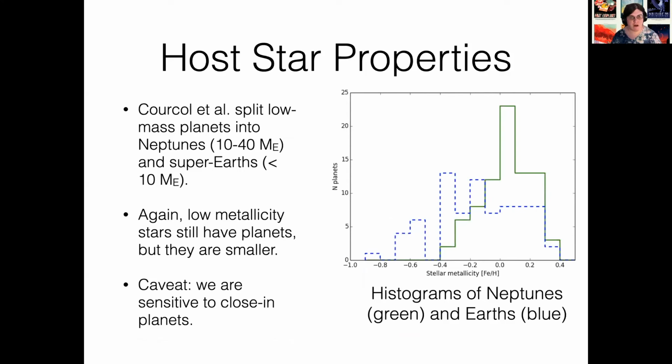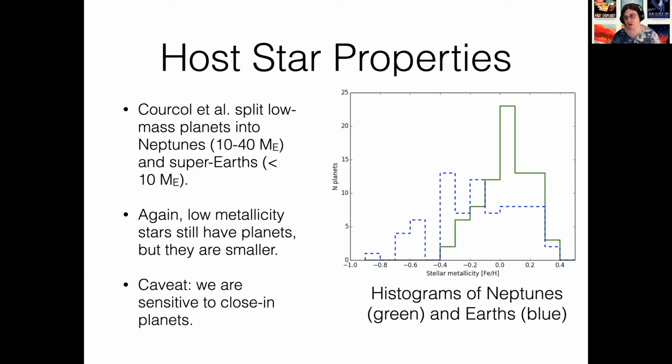So we might want to split. Okay, let's see if we can split a Neptune and an Earth. Let's pick 10 Earth masses as our boundary. The Neptunes are in green, the Earths are in blue. Again, it seems like you're less likely to find a big planet around a metal-poor star.